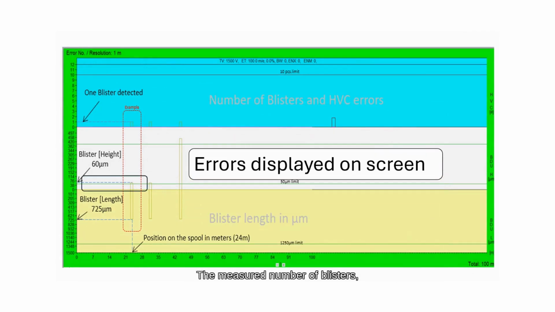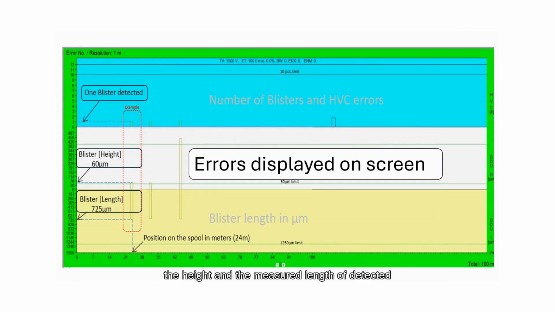The measured number of blisters, the height, and the measured length of detected blisters are all shown on the PC screen. The location of the blister is shown on the x-axis. In case too many critical errors are detected, the background turns red to make it easy for the operator to follow the quality of the enameling process from a distance.